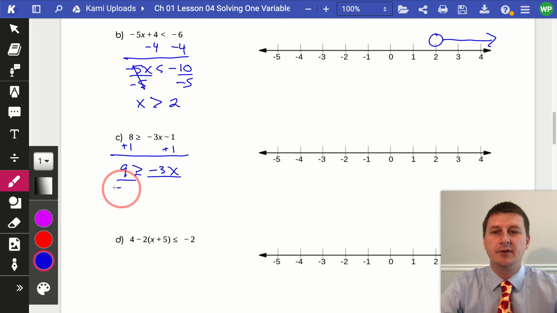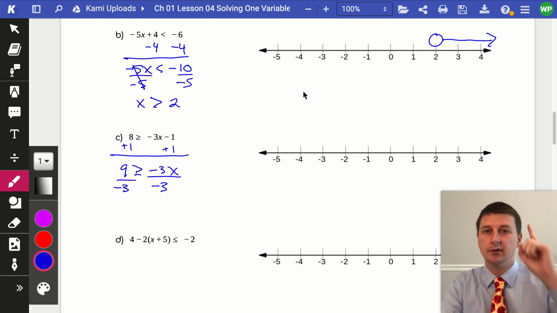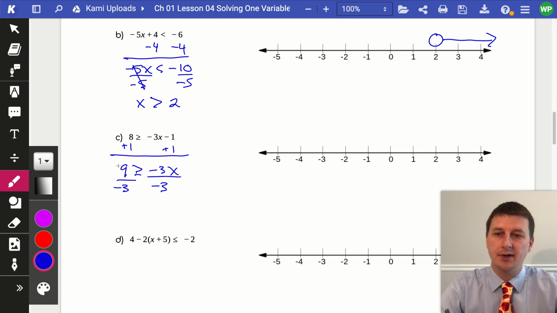I'm going to divide both sides by negative 3, and there it is again. I'm dividing by a negative, which means I want to flip the inequality. Yes. So 9 divided by negative 3 will give me negative 3, flipping my inequality from less than or equal to x. Now this is actually read as x. Which side is facing x? The greater than side. So this is actually x is greater than or equal to negative 3.